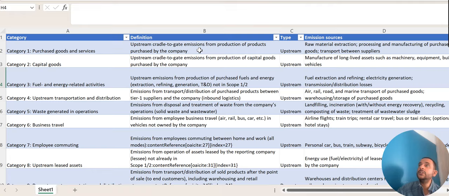So gate means your company's gate, till they enter the gate of your company, because after that they will be processed inside your company, and the emissions connected with that processing will come under your scope 1 emissions, right? Or scope 2 if they pertain to consumption of electricity. Right? So we have category one, your cradle to gate emissions from production of products purchased by the company, or raw material.